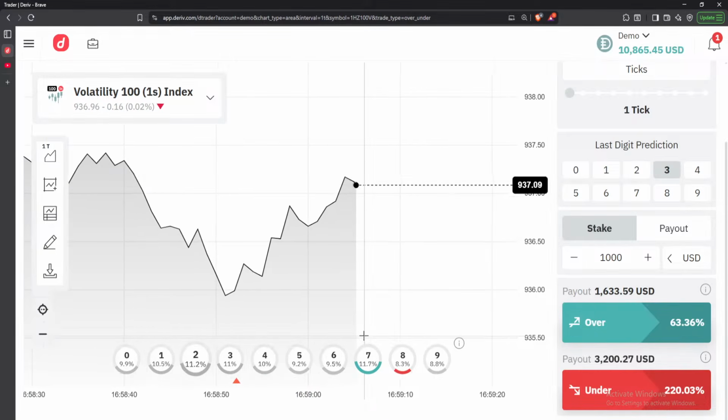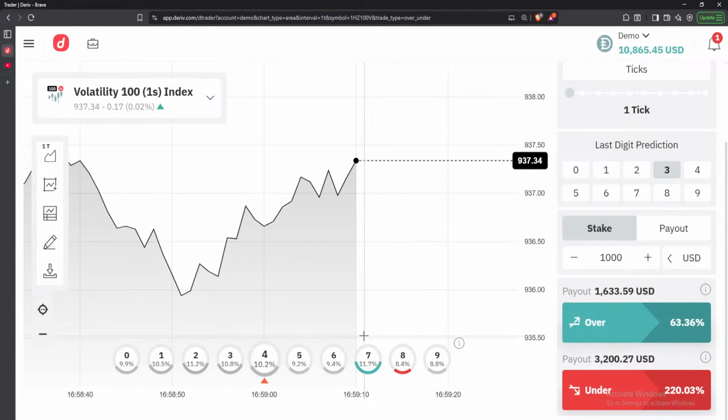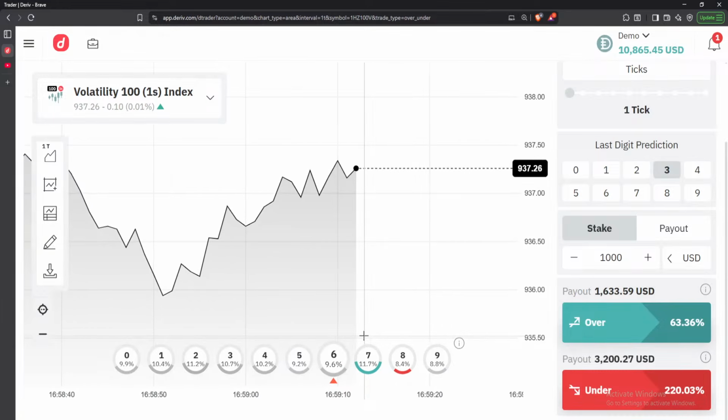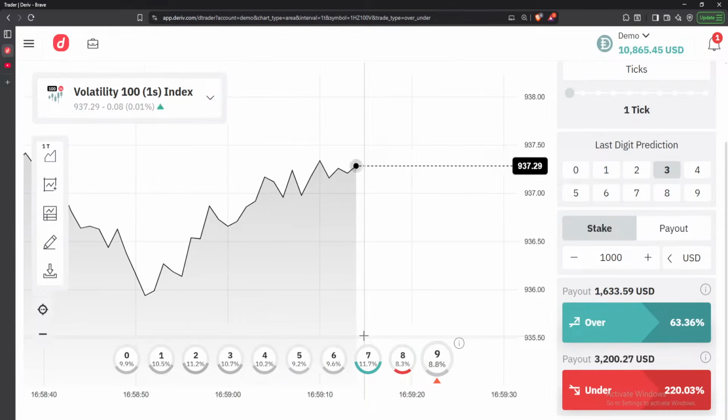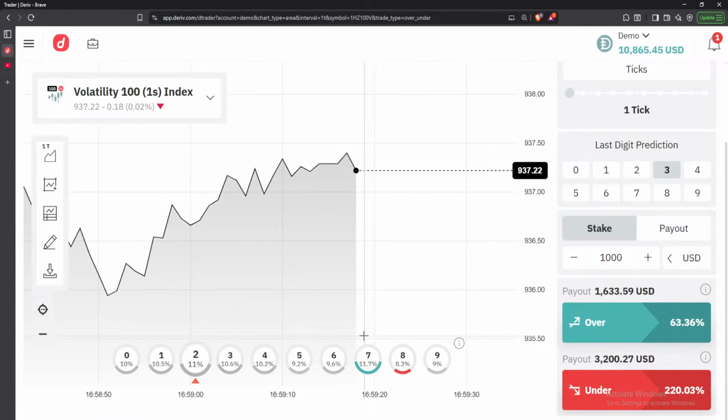Okay? 1. So ensure the ticker touches 2 other numbers before it touches 1. So it can go to 0 and 2 and then touch 1, press over. It can go even to 0 and 1, press over. But ensure that before the ticker touches 1, it has touched at least 1 or 2 other numbers.